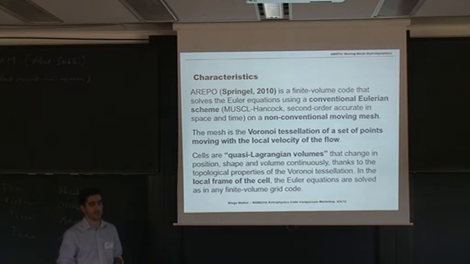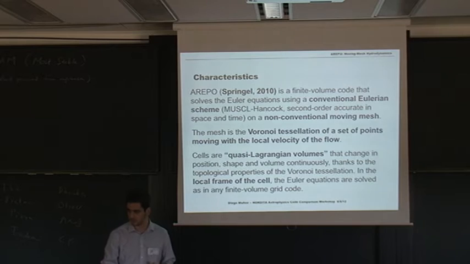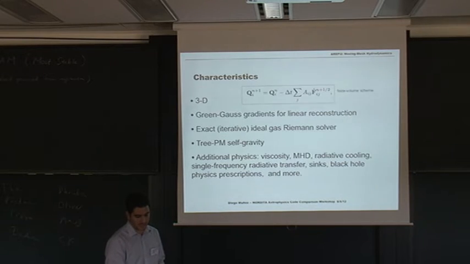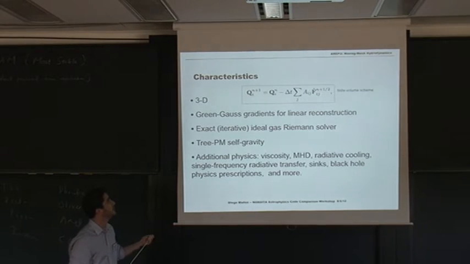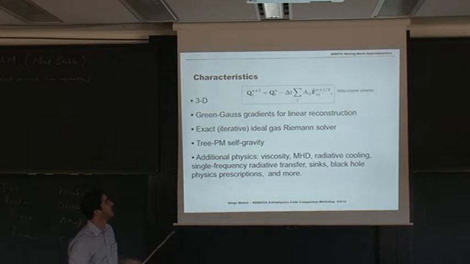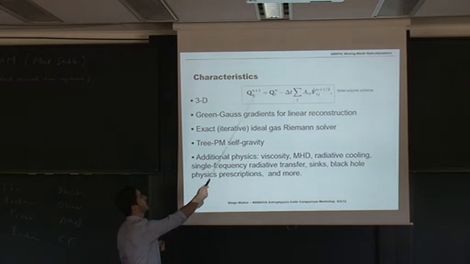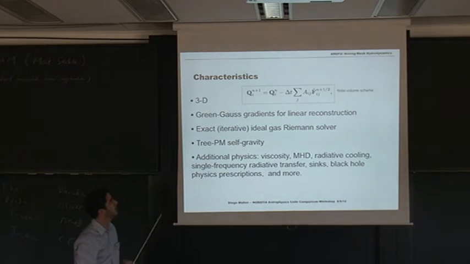Locally, it's solved in the frame of the moving cells, reconstructing linearly all the primitive quantities, solving the Riemann problem, and calculating the fluxes across the faces. Basic characteristics, well, that's the finite volume scheme. So we solve for the average quantities over the cell, or just the volume integrated quantities, evaluated and assigned to the center of the cell.